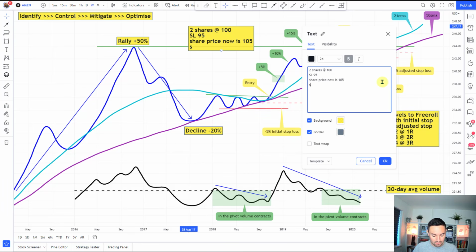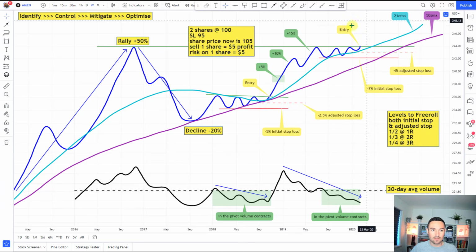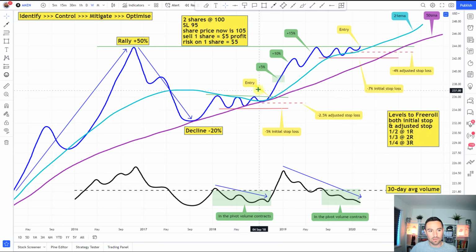If I was to sell 1 share, that would equal $5 profit. But my risk on 1 share equals $5. Does that make sense? So if you look here, imagine this was our entry. If our entry was at 100 and our stop loss was 5%, which would be 95.